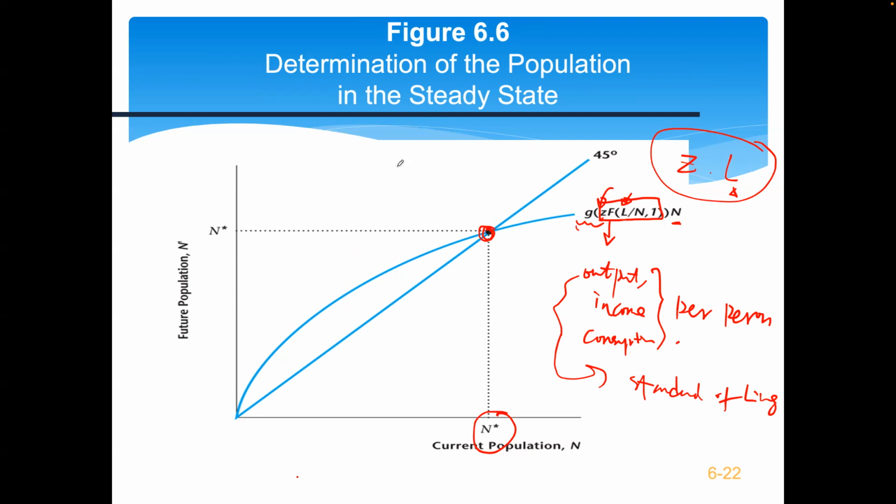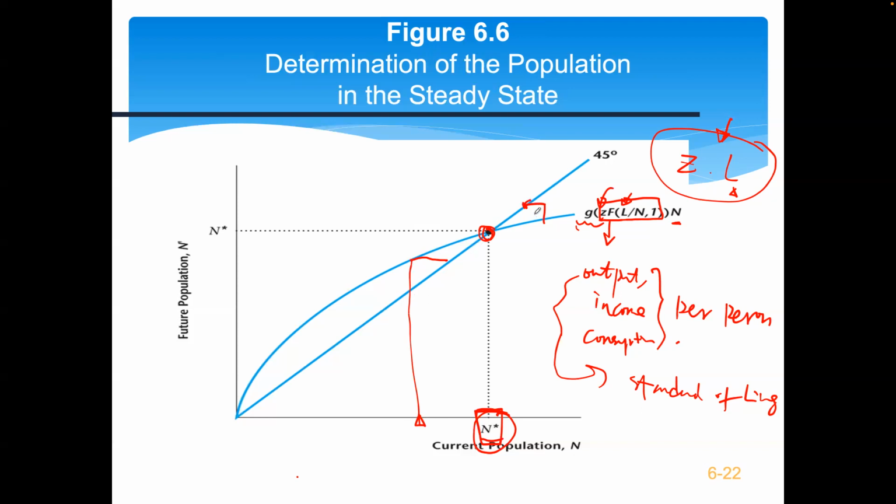Now from here, you can see that given this Z and L, your economy is going to eventually settle at this population level. But the interesting part is the following. If your population is low, usually you're going to see growth. If your population is high, usually it's going to slow down, and you're going to have a shrinking population.